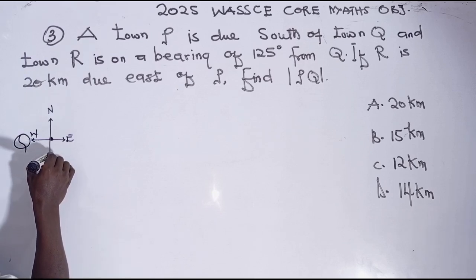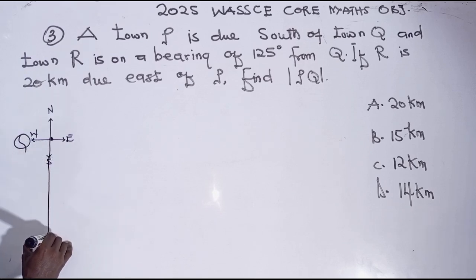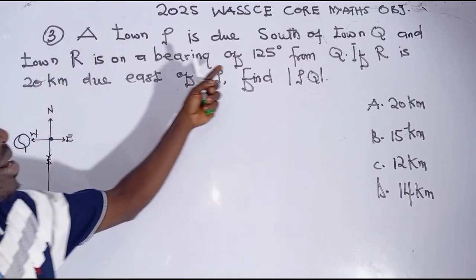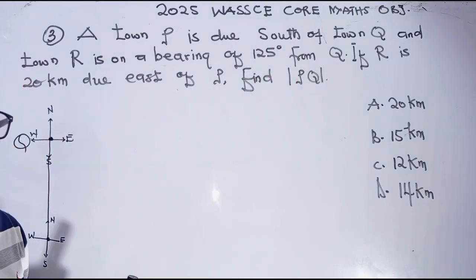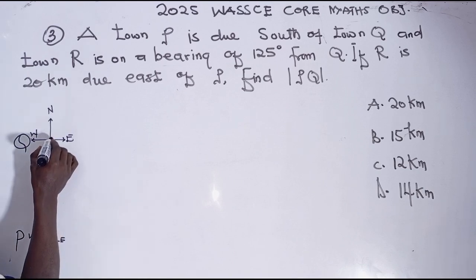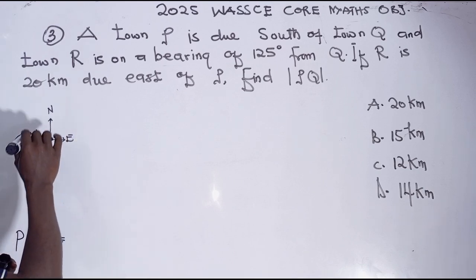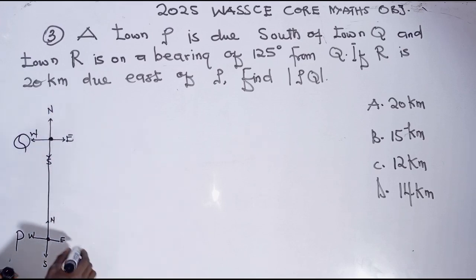So we are going to extend this line, end at this point, and call it town P. Once we reach town P, we can also draw our cardinal points: north, south, east, and then west. And town R is on a bearing of 125 degrees from Q. We know that in bearing, we start measuring from the geographical north in a clockwise direction. So this is Q, and this is our north pole.